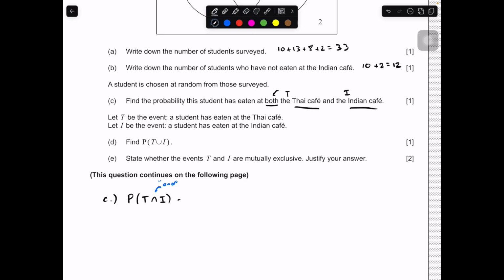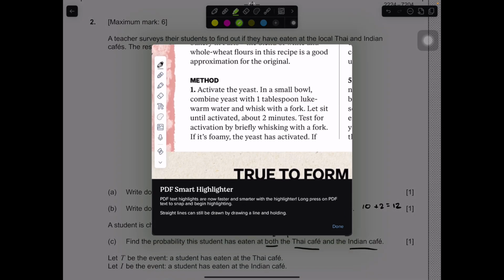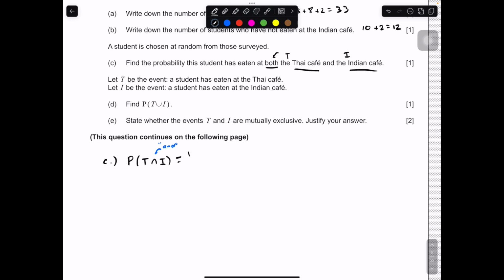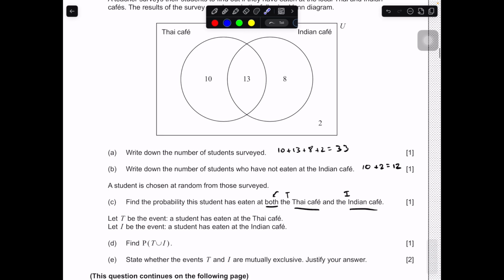So how many ate at both the Thai and the Indian cafe? Well, that would be this area in the middle right here. These are the individuals that ate at both the Thai and the Indian cafe. Alright, so what is in the overlap? There are 13 out of the total of 33 individuals. So remember, probability is desired outcomes over total number of outcomes. In this case, we see 13 individuals out of the total 33.